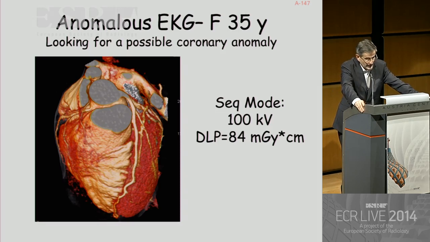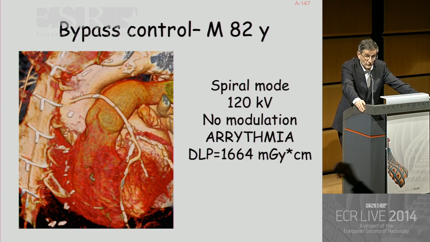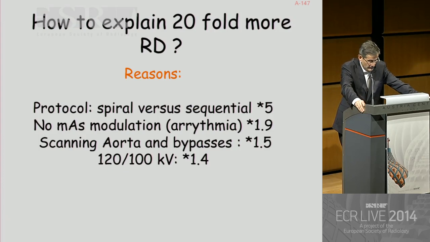The first one on the left was performed in a young lady looking for possible coronary anomaly. So we used a sequential mode, 100 kV, and the dose was a little more than 1 millisievert. The other one, the bypass control, was performed in an 82-year-old man using a spiral mode, 120 kV, and no modulation because of arrhythmia. So the dose was more than 25 millisieverts.